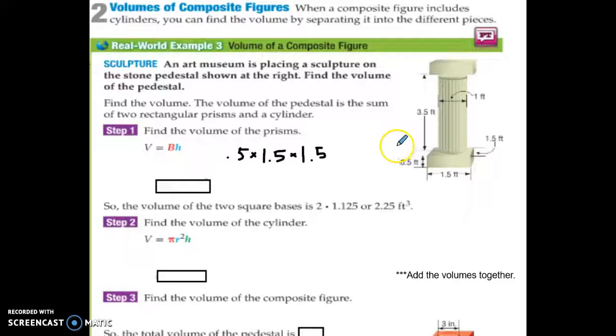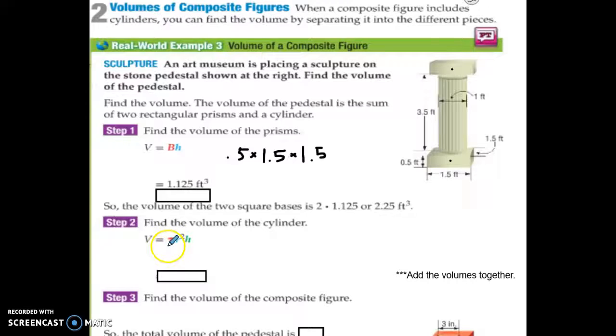All right. And yeah, we just multiply those together, and we get 1.125. Now I have one on the bottom and one on the top, so I have to double that. So I multiply that by 2 to get 2.25. All right. So that's how many cubic feet are in this and this. Now I just got to find my cylinder and add them all together.